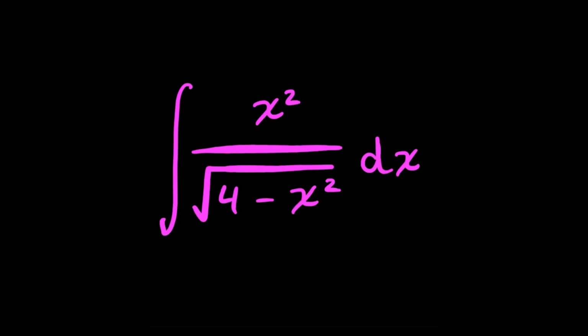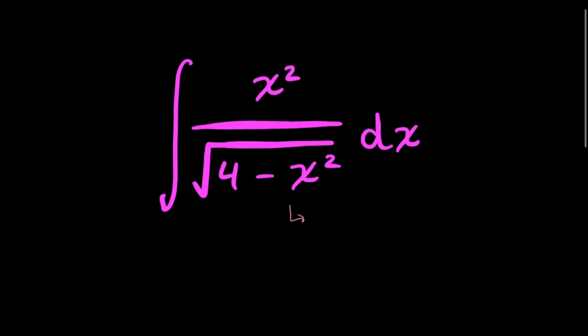Integrate x squared over the square root of 4 minus x squared dx. Now, if you don't already see it, this is an integral that you could solve using trig substitution, because in your denominator you have the form of square root of a squared minus x squared. And when you see this form, you would use x equals a sine theta as your substitution. So let's do that here.